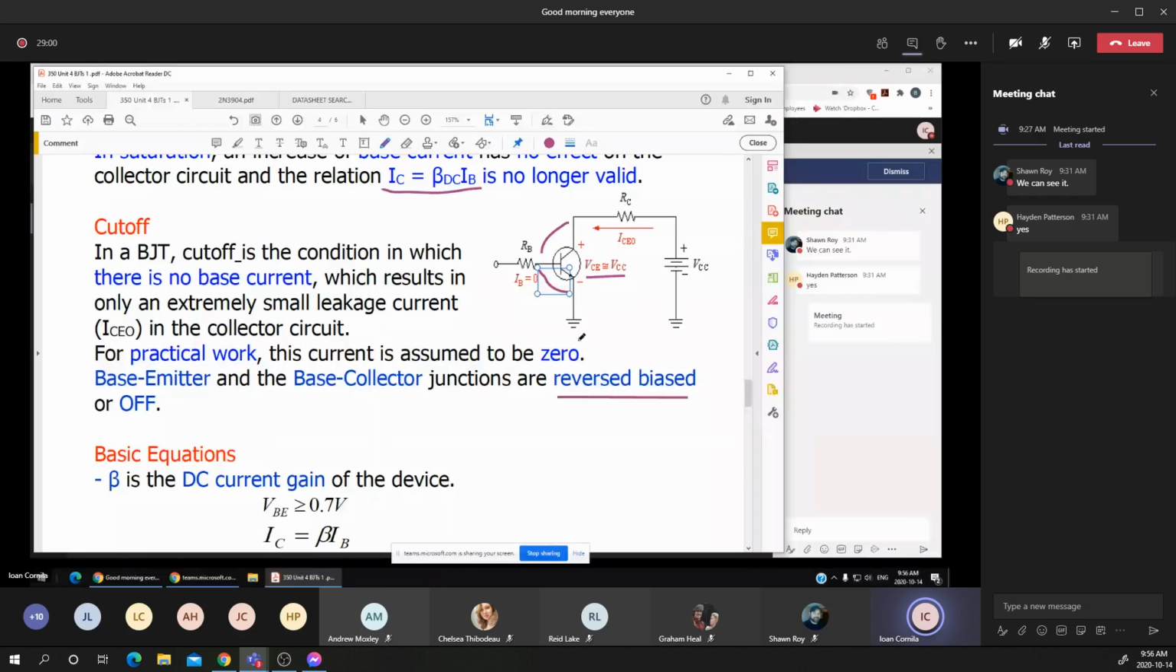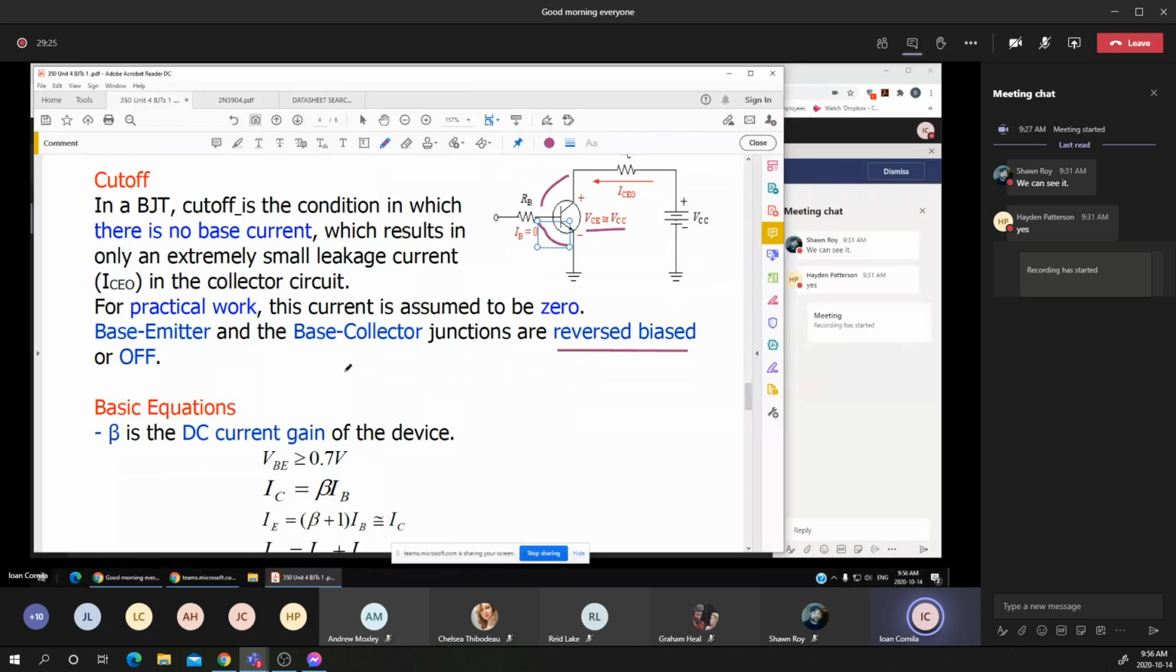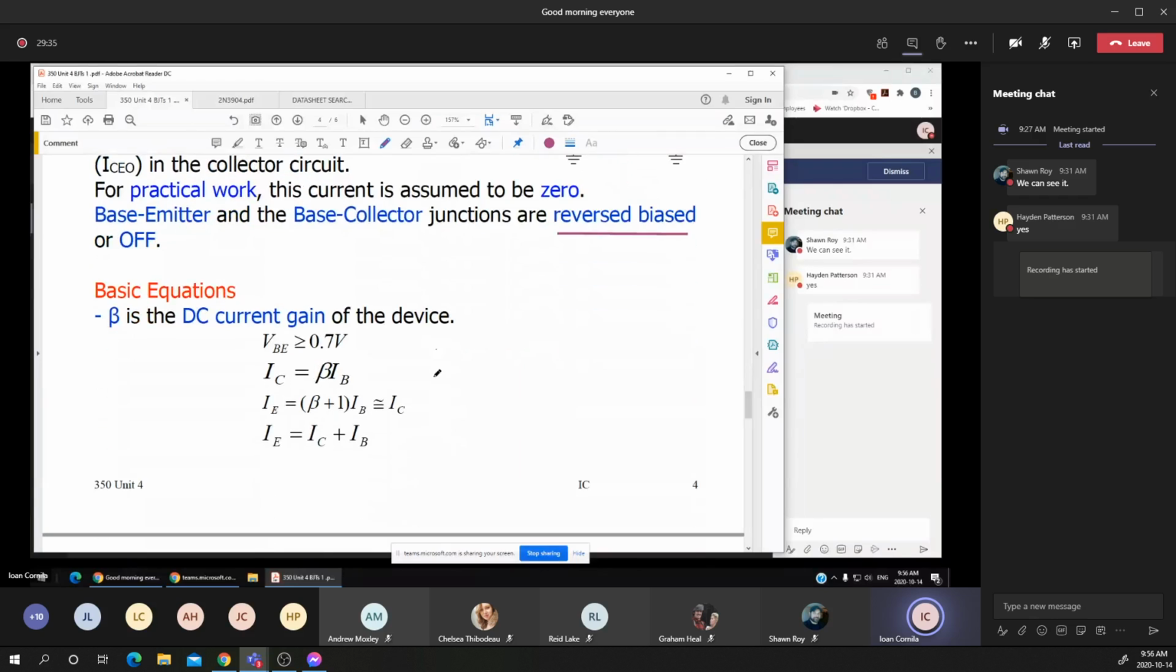in the active region, two conditions must be met. The base-emitter has to be in forward bias and the base-collector junction has to be in reverse bias. In this condition, if the base current is equal to 0, both junctions are in reverse bias, and the transistor is in the off state. It will act as an open switch, with no current flowing through the transistor, or IC equals 0.